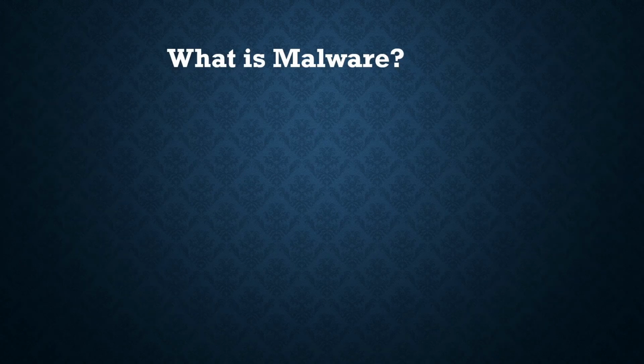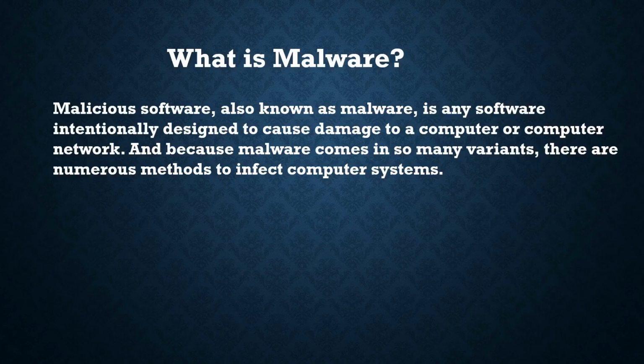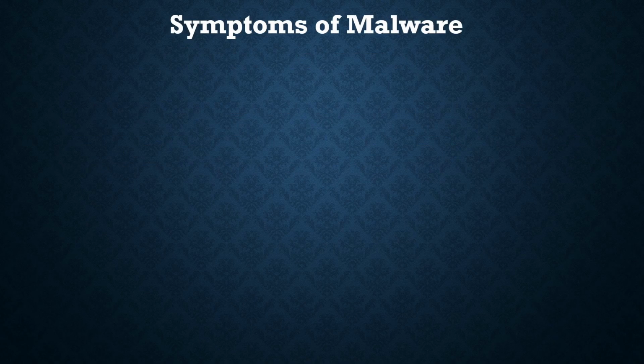So let's see what is malware. Malware is malicious software, software intentionally designed to cause damage to a computer or computer network. And because malware comes in so many variants, there are numerous methods to infect computer systems. So malware is the leading cause of compromised information. So it is important to recognize when your computer might be infected. So let's see some symptoms of malware on your device.